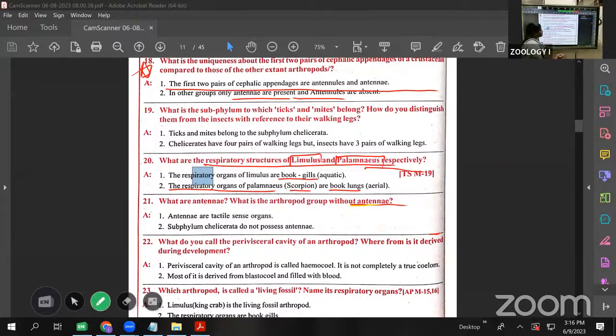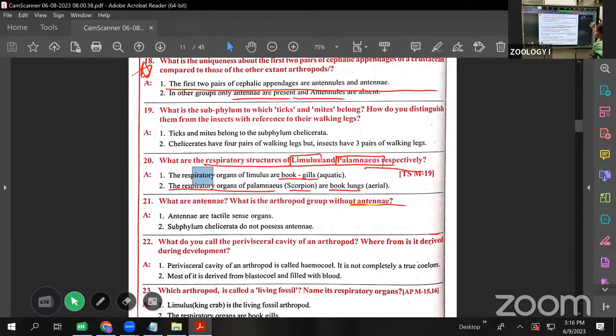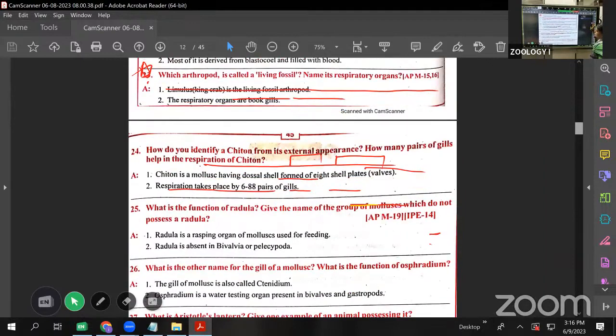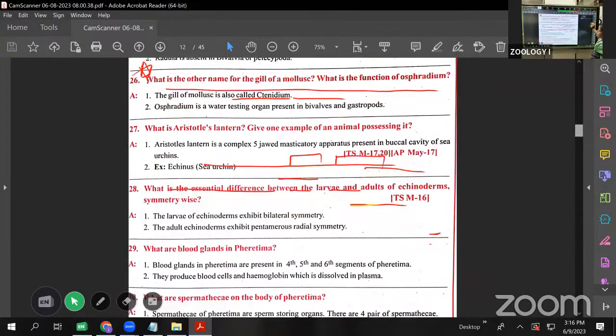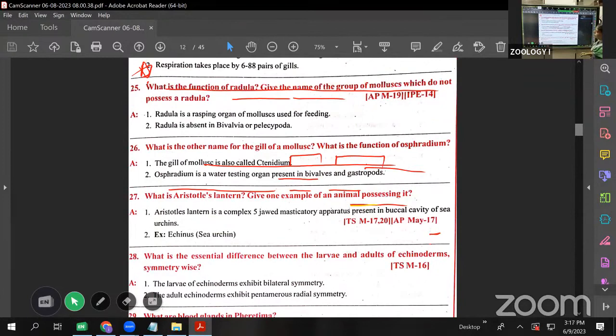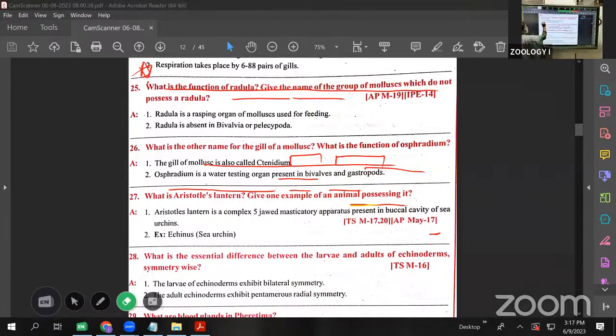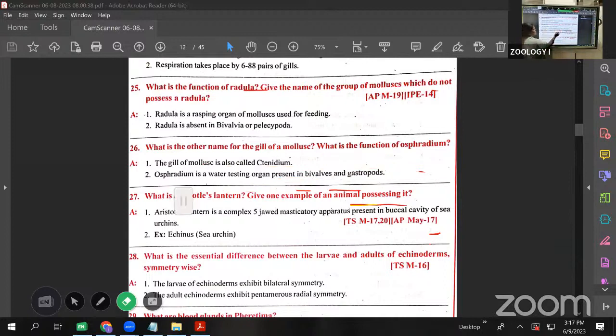And next, this is very, very important. These two are the radula and the Aristotle lantern. Both of them are very, very important.